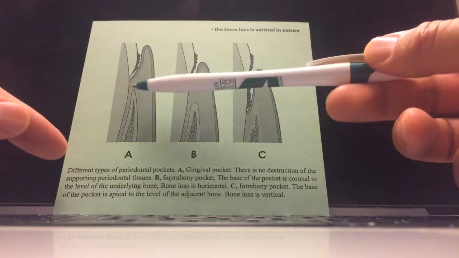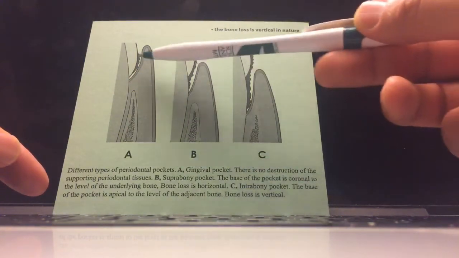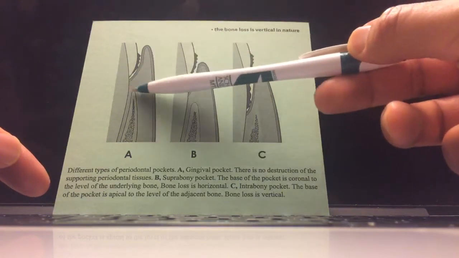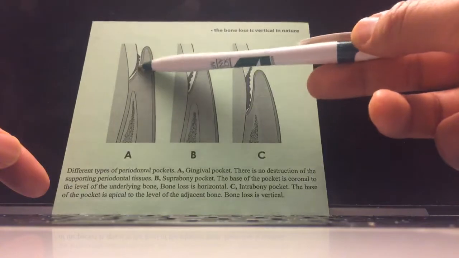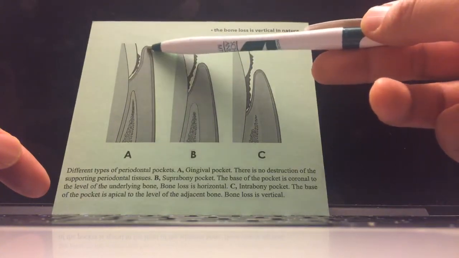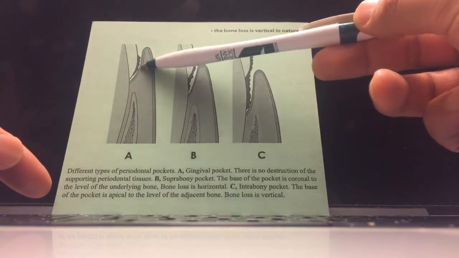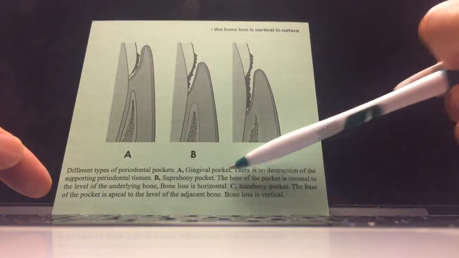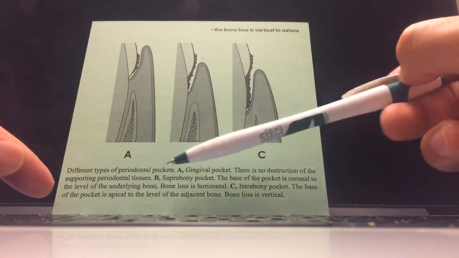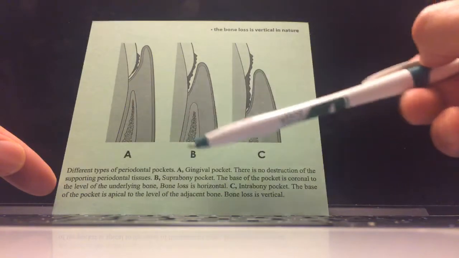Here we can see different types of periodontal pockets. A, a gingival pocket. There is a deep pocket, but there is normal bone. You can see that the gingiva is higher than this level, so it's been growing that way. That's why it's a gingival pocket. There is no destruction of supporting periodontal tissues. You can see the periodontal tissues are healthy here.